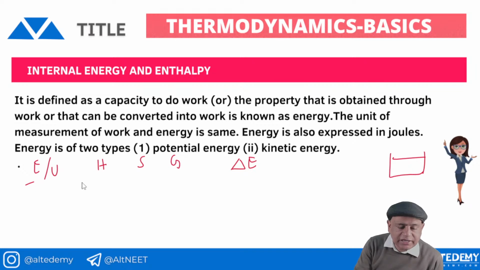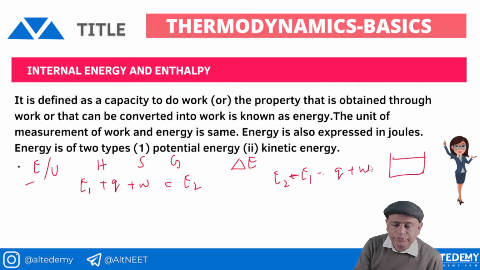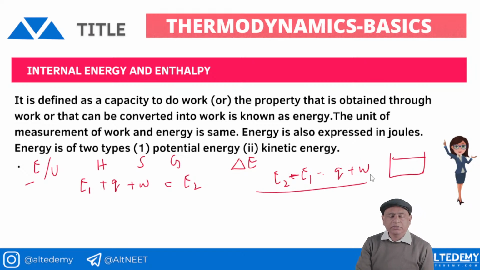Suppose a gaseous system had E1 energy. Suppose we put Q amount of heat into it. Suppose we did W amount of work onto it, and its energy becomes E2. Then it is possible for us to calculate E2 minus E1, which is equal to Q plus W. Look here, what have we done? E was not possible to be found, but the change in energy can always be found out, right?